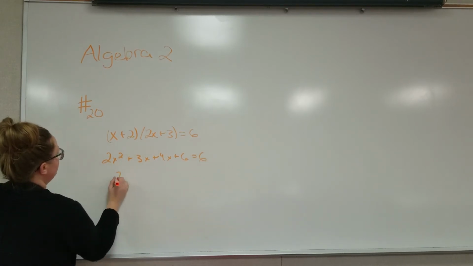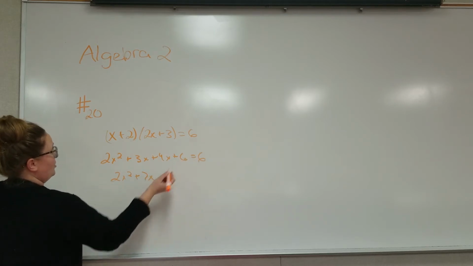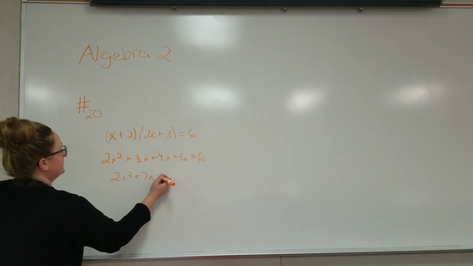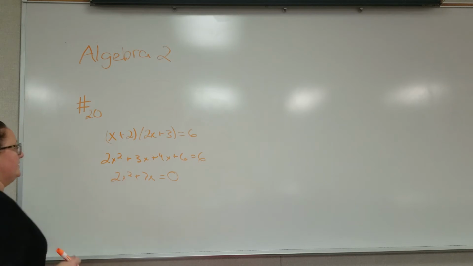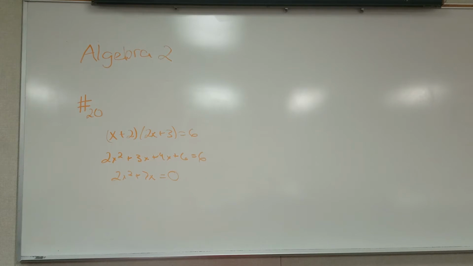Combine our like terms, 2x squared plus 7x, and then the 6's are actually going to cancel because 6 minus 6 is nothing. So there it is. This is standard form, even though it's missing the constant. You can still run the quadratic formula. Your c, which is your constant term, is just going to be 0. All right, so a is 2 and b is 7, right?